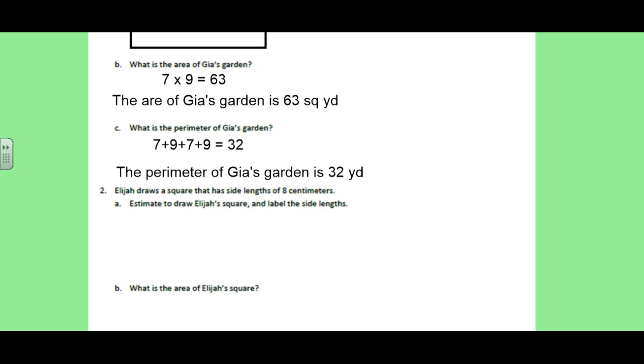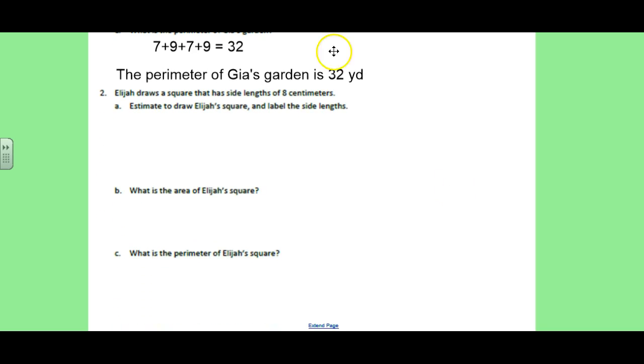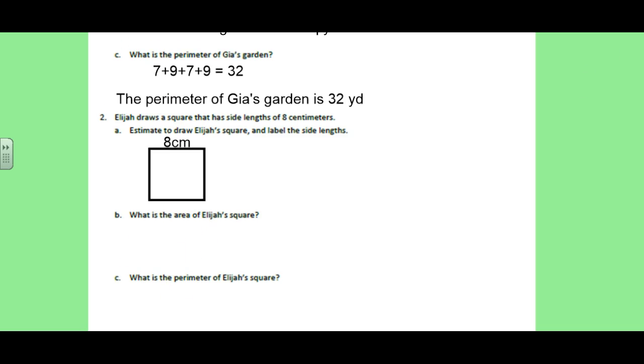Now we're going to move on to number 2. And this one is the exact same thing, but now we're working with a square. So you're going to draw a square on your paper. And it says that it has side lengths of 8 centimeters. So if we label one side 8 centimeters, then we don't have to label all of the other sides because we know that all of the other sides would also be 8 centimeters. So you're going to do for B and C just like what you did for number 1.